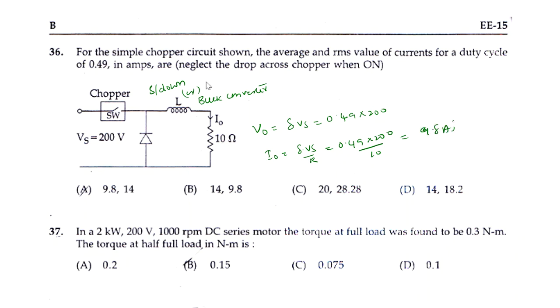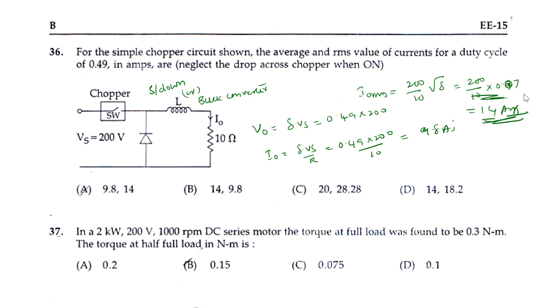And next one, duty cycle of 0.49 is given and the RMS value. So I naught RMS is equal to 200 by 10 into square root of delta, so 200 by 10 into 0.7. This will be equal to about 14 amps. So 14 amps will be the answer. Please cross check these calculations here.